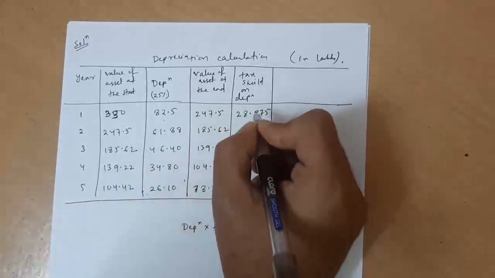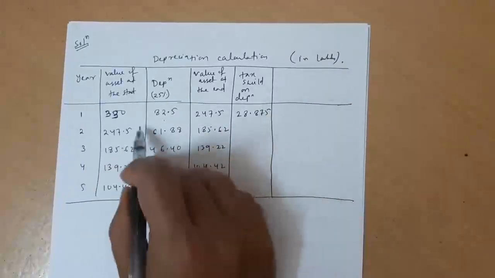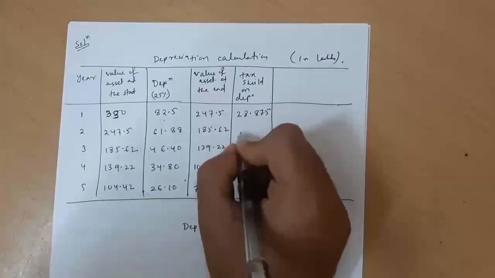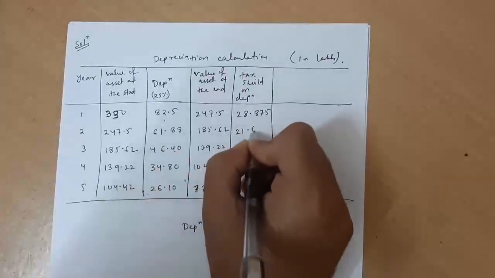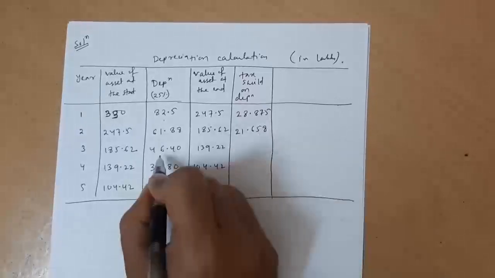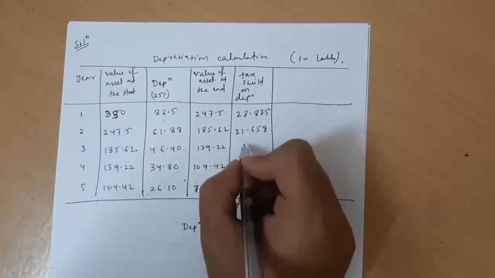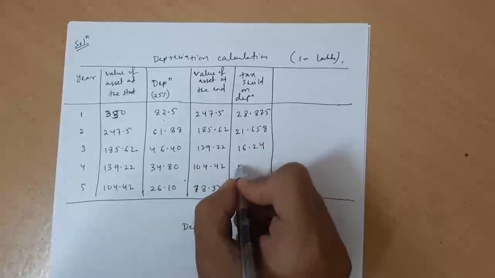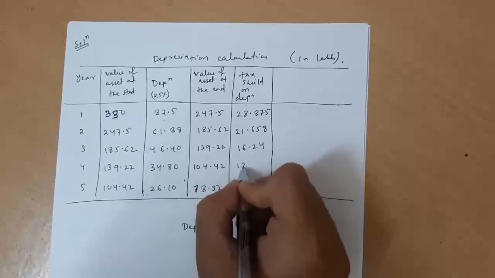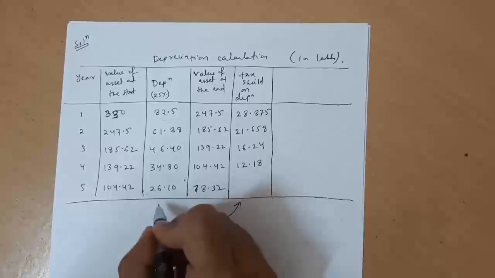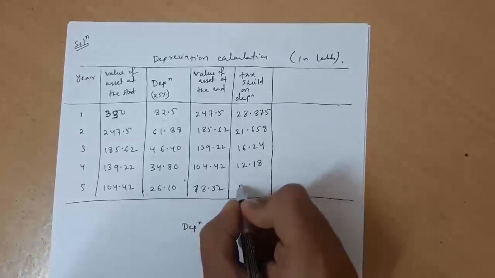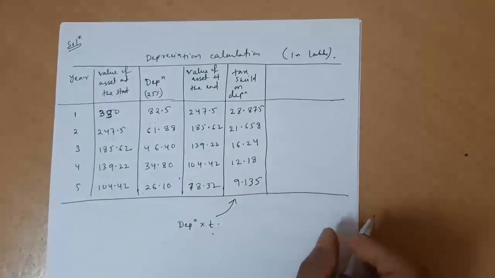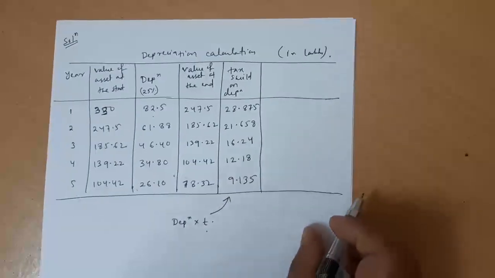28.875. Okay. Similarly, second year 61.88 depreciation into 0.35 tax rate, it will be 21.658. Third year again 46.4 into 0.35. Then fourth year 34.8 into 0.35. And fifth year 26.1 into 0.35, 9.135. These are the tax benefits which the lessor will get.